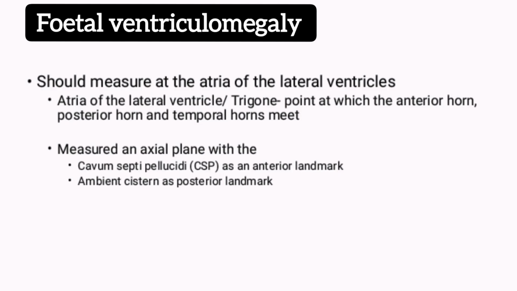Fetal ventriculomegaly. It should be measured at the atria of the lateral ventricles. The atria of the lateral ventricle, or trigone, is the point at which the anterior horn, posterior horn and temporal horn meet. It is measured in the axial plane with the cavum septi pellucidi as an anterior landmark and the ambient cistern as a posterior landmark.